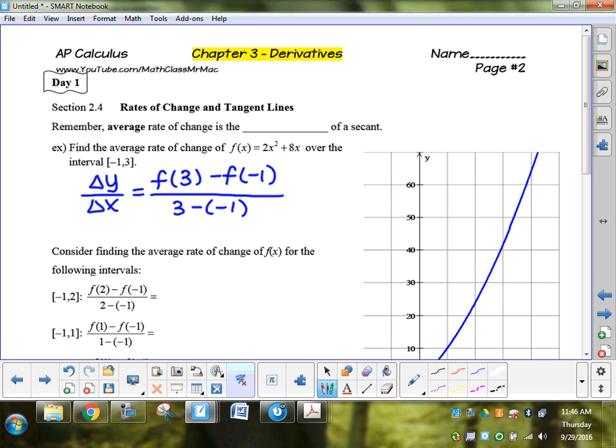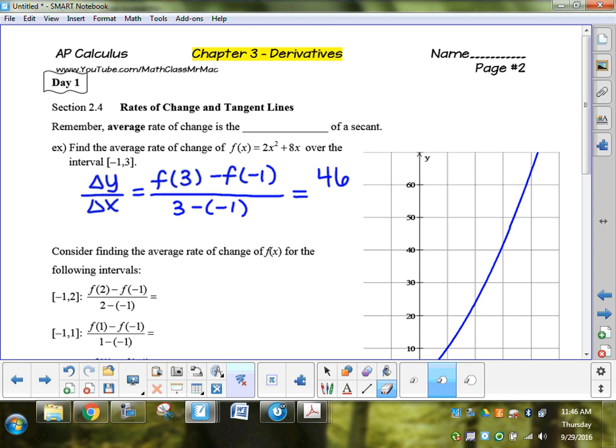4, 5. Molly, did you get it? What I got? 42? 42.